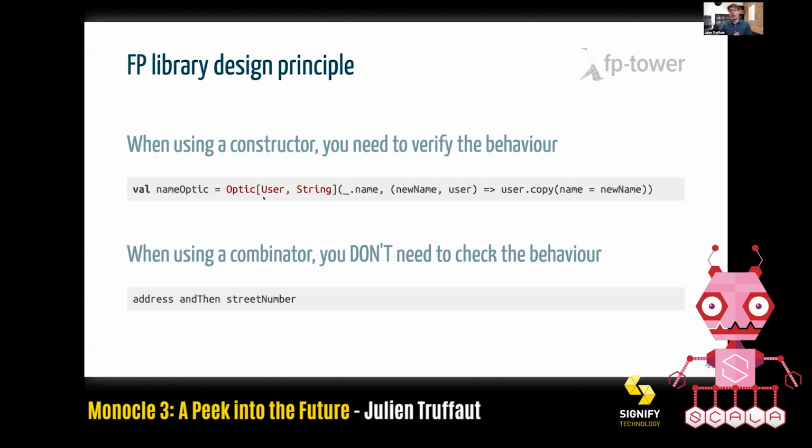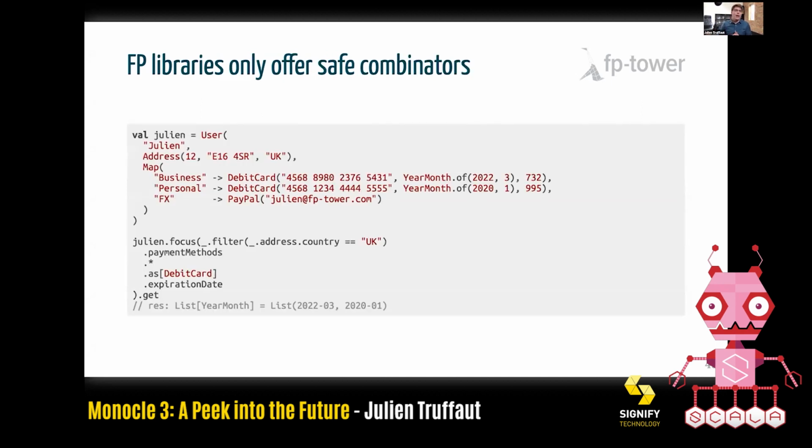Now, the nice thing about FP libraries is that once you verify this at the bottom, for all these basic building blocks, when you combine them using combinators offered by the library, you don't need to recheck the behavior. We guarantee that the combined objects will just work. This is nice because you can safely use the library and combine things together and it will just work. This is a very important property. But at the same time, it has some issues.